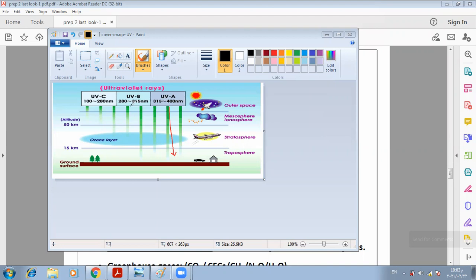Next, the next type of UV, which is the medium. Here for the medium, approximately 95% is absorbed and just 5% reaches the earth. Again, 95% is absorbed in the ozone layer and only 5% penetrates and reaches the earth, and it is a harmful ray.